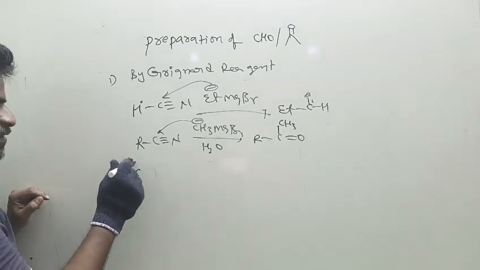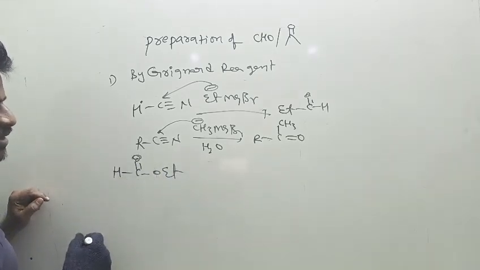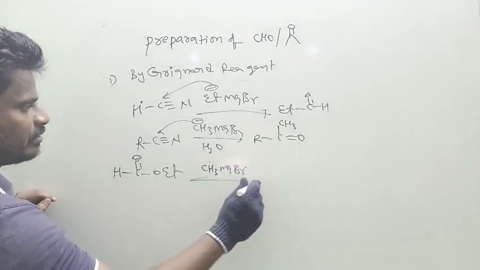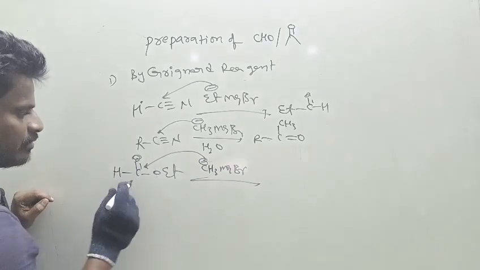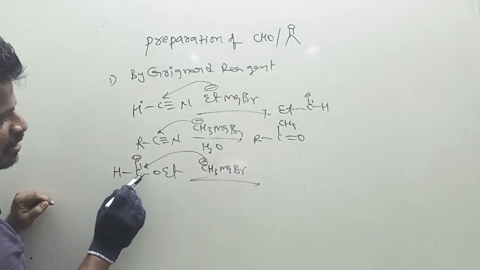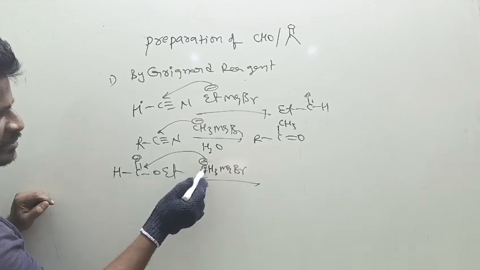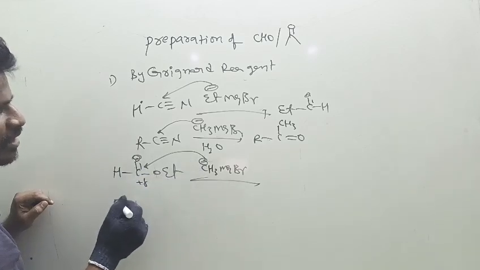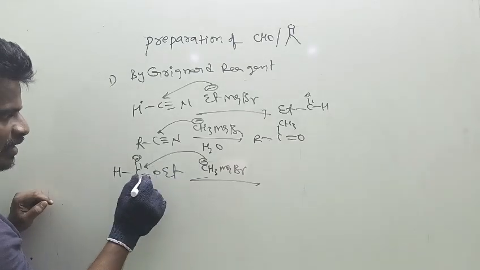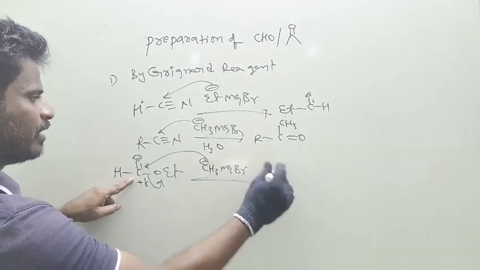And next, formate ester. When formate ester reacts with methyl magnesium bromide, this methyl is added to the carbonyl part of the ester. Because of this pi bond and oxygen, carbon is positively charged and acts as an electrophile, and a nucleophile is added to that positively charged carbon. By the addition of this nucleophile, the ethoxide group is eliminated from the reactant. Finally, we get an aldehyde.